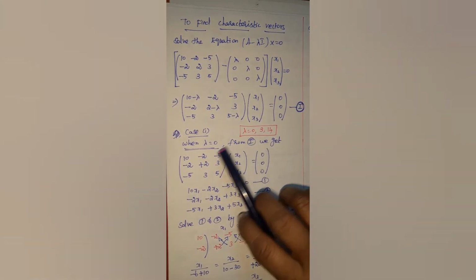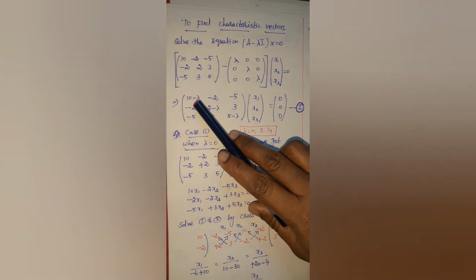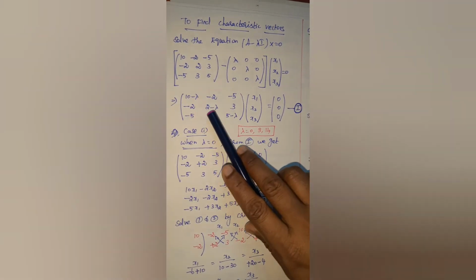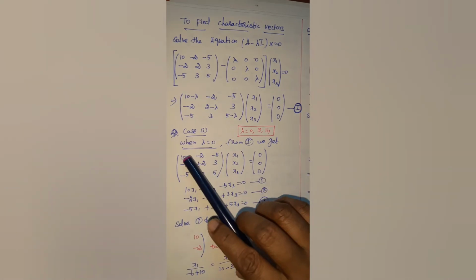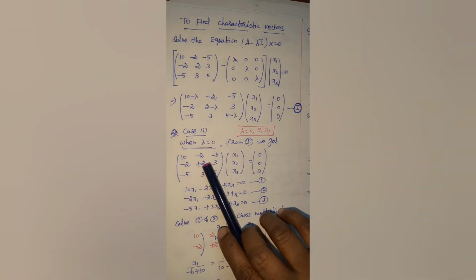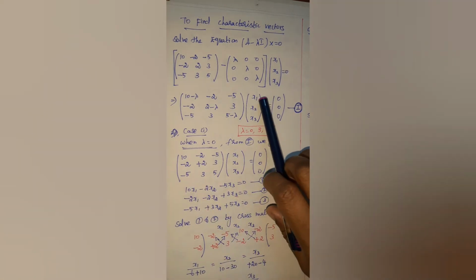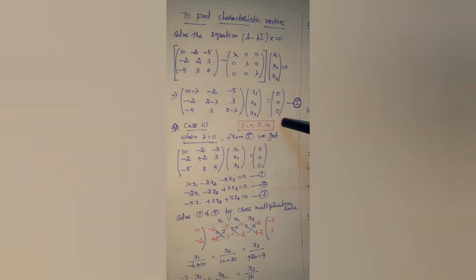Now substitute lambda is equal to 0 in this equation 1. Then the diagonal entries are 10 minus 0, 2 minus 0, 5 minus 0, so there will be no change. That is, 10 minus 0 is 10, this is 2 and this is 5. The remaining entries are same, right? Into x1, x2, x3 equal to 0, 0, 0.